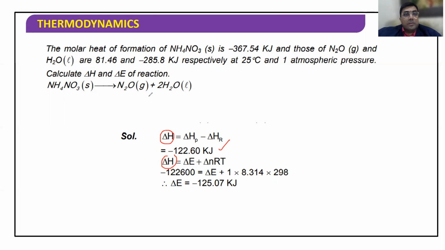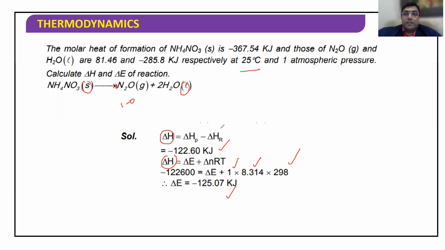Delta E you have to find out. Number of moles, gaseous moles: 1 minus 0. Here nothing is there, this is a solid, this is a liquid. So this is 1 into 8.314 joules. Temperature is given 25 degrees, so take 298. Get the answer.